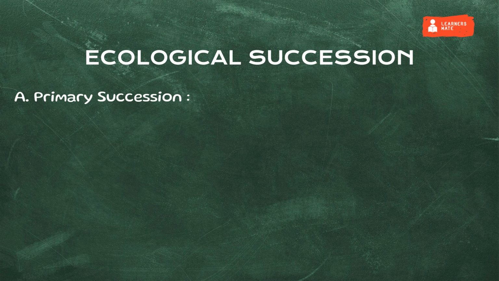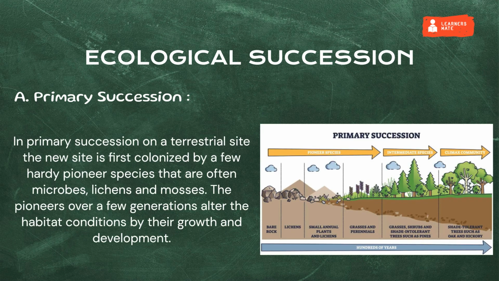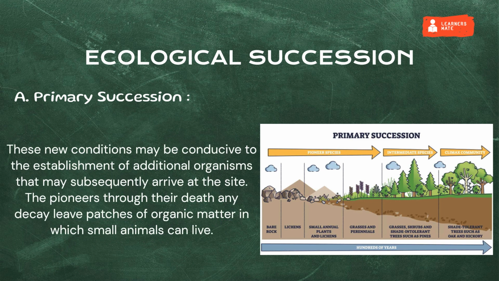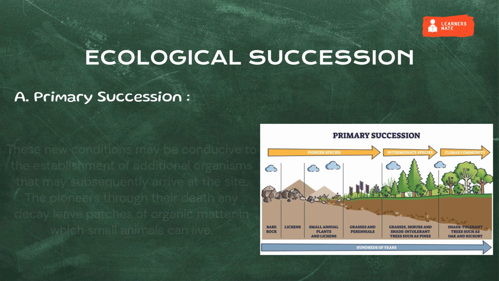Primary succession. In primary succession, on a terrestrial site, the new site is first colonized by hardy pioneer species that are often microbes, lichens, and mosses. The pioneers, over a few generations, alter the habitat conditions by their growth and development. Those new conditions may be conducive to the establishment of additional organisms that may subsequently arrive at the site. The pioneers, through their death and decay, leave patches of organic matter in which small animals can live.